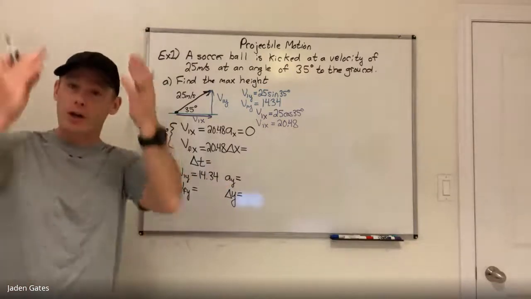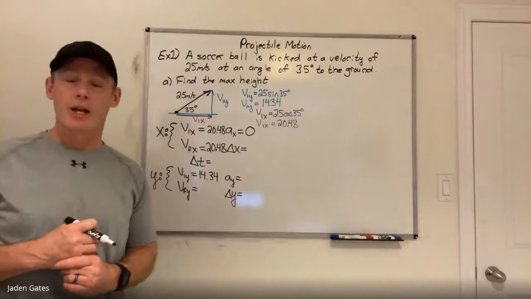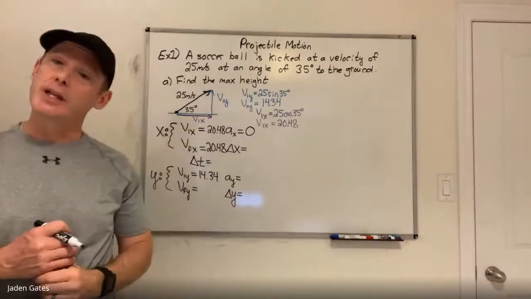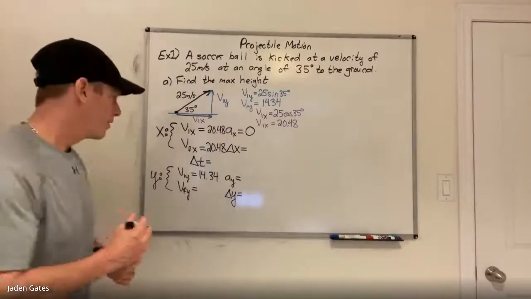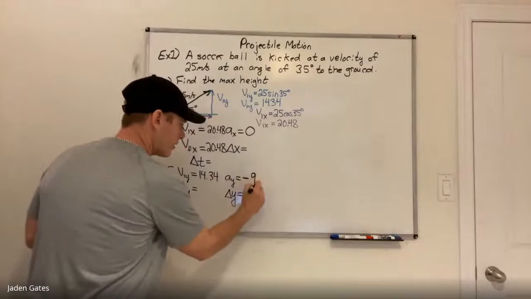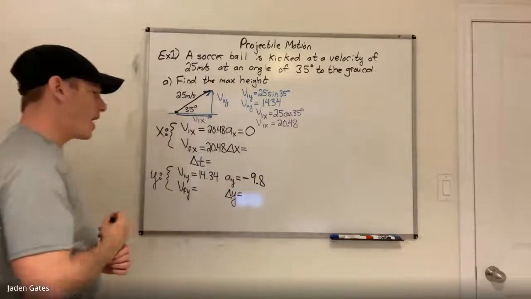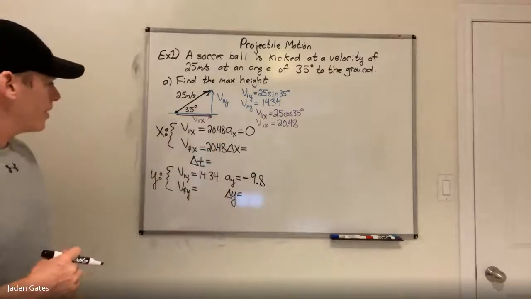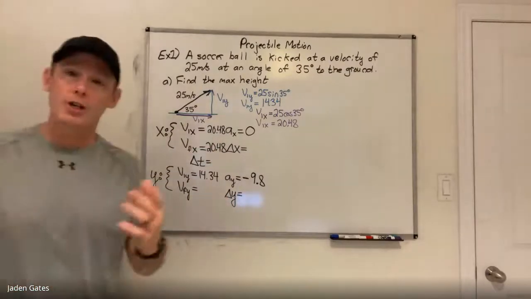Acceleration vertically. Is there something vertically that's either moving the ball up or down? And the answer is yes, gravity. And gravity accelerates downwards at a rate of 9.8 meters per second squared. And that's all the information that I know just starting out.